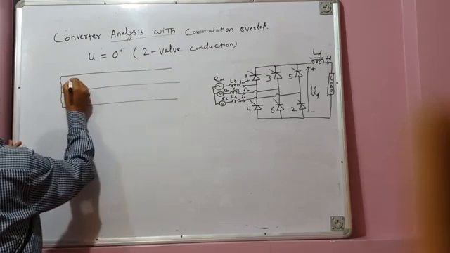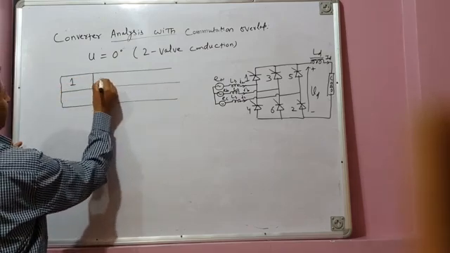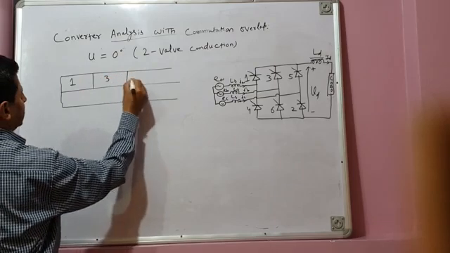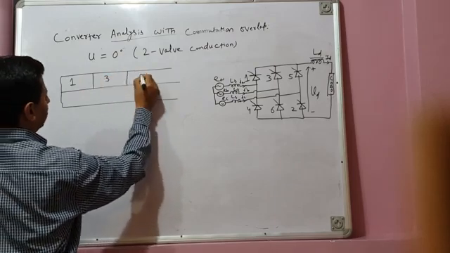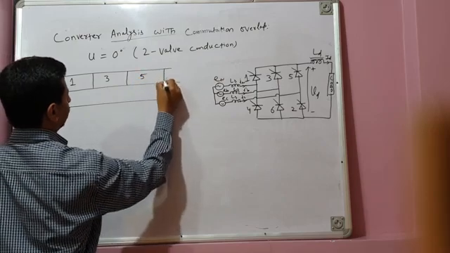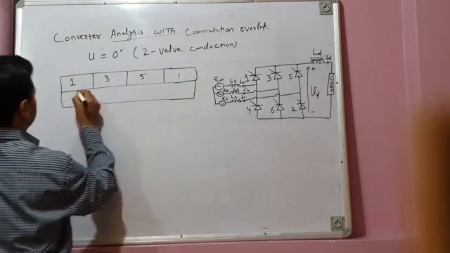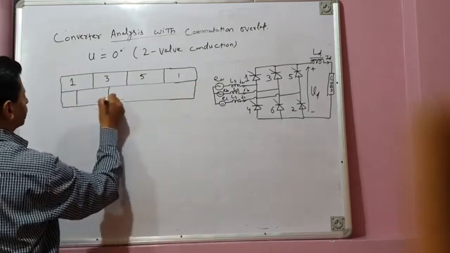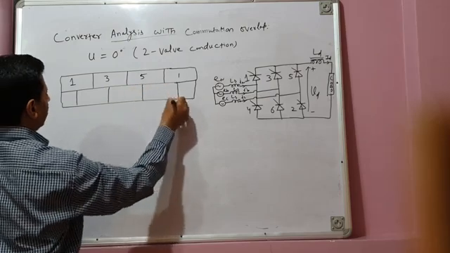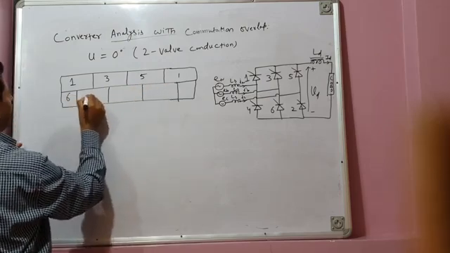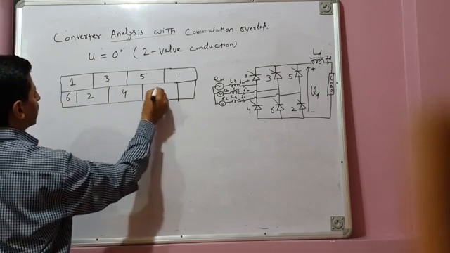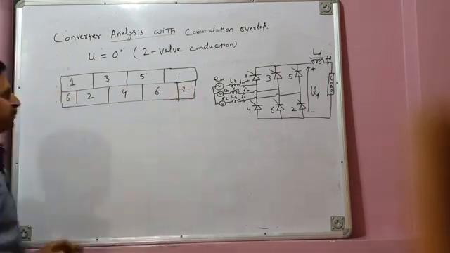Let us suppose valve 1 is conducting for some time, then valve 3 for 120 degrees, then valve 5, then again valve 1. On the bottom side, we have valve 6 conducting, then valve 2, 4, 6, then again 2.